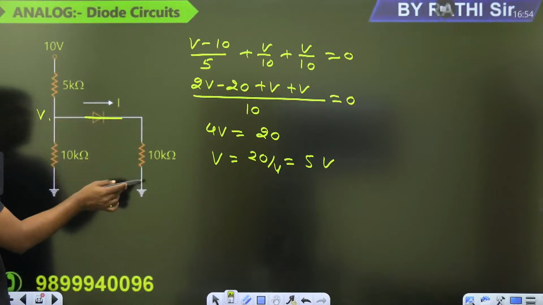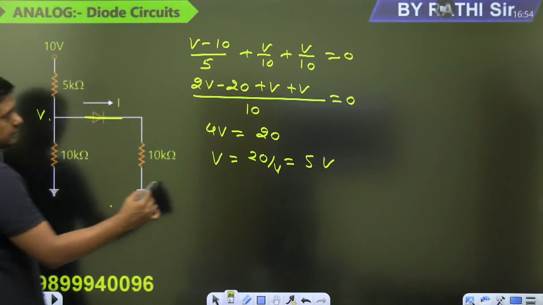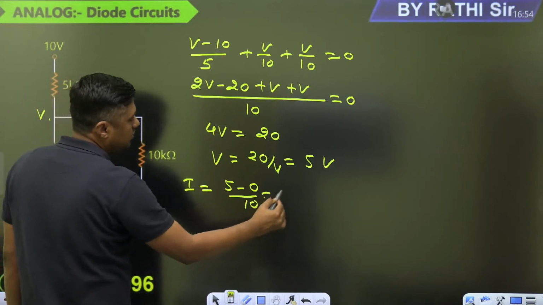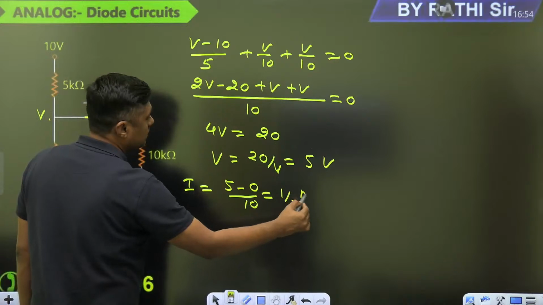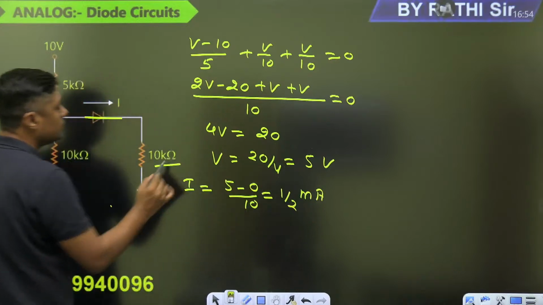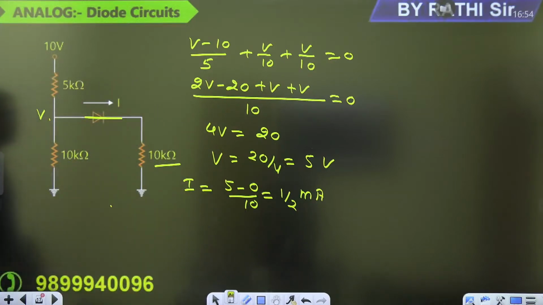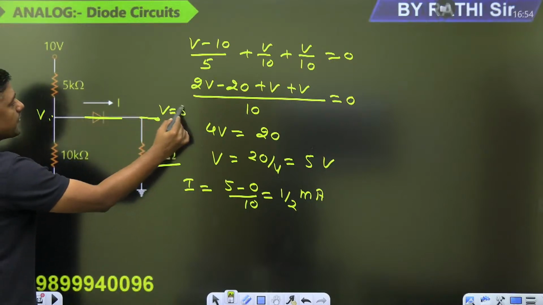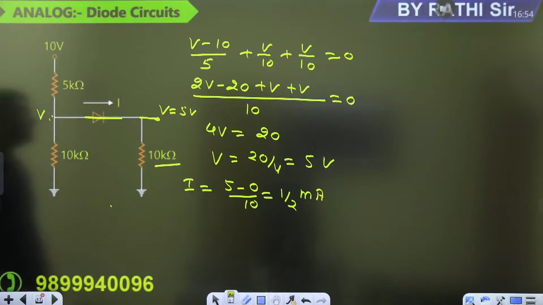5 minus 0 by 10, 1 by 2 milliampere. Why? Because it is in kilo ohm. Positive current, and that's why this diode is on. This diode is on. So because it is a short circuit, what is the voltage at this point? 5 volt. Voltage at this point is 5 volt. Please check my calculation. Very simple.